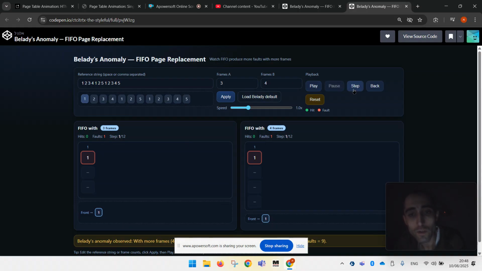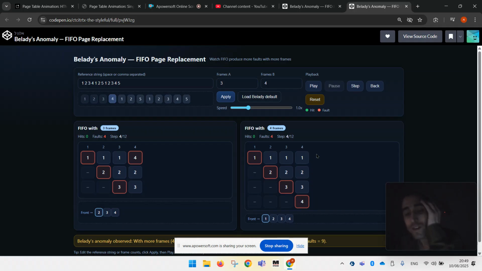We continue. The next step, we insert 2. 2 again is not in both of them, so it's again a fault. We are going to insert 3. Again, we will get a fault, and then 4, we will get a fault. Now, the logical idea, or maybe what we may think, is that with more frames, we will have more things in memory. So we'll get more hits. I mean, where we get to 1 now, there will be a hit here because 1 is already here. Of course, 1 is not here.